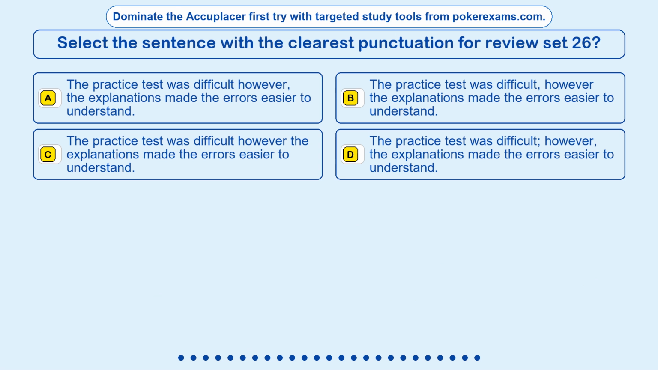Question 19. Select the sentence with the clearest punctuation for review set 26. Option A. The practice test was difficult, however, the explanations made the errors easier to understand. Option B. The practice test was difficult, however, the explanations made the errors easier to understand. Option C. The practice test was difficult, however, the explanations made the errors easier to understand. Option D. The practice test was difficult, however, the explanations made the errors easier to understand.